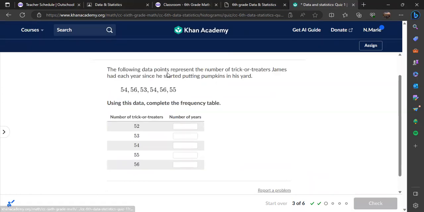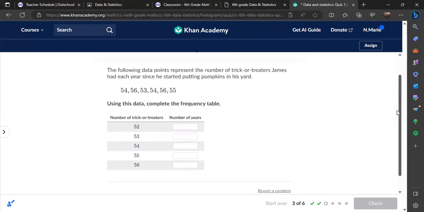The following data represents the number of trick-or-treaters James had each year. Using this data, complete the frequency table.